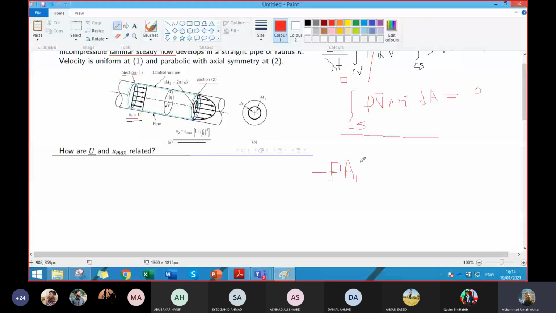But at section 2, we see that the velocity is maximum at the center, but it varies with the area. So we cannot write this simple integral. We need to write it as the integral at the control surface outlet of rho U2, which is given to us as a function. We can eliminate the n because we have already decided that it's an outlet, so we don't need to write the dot product, into dA2, should be equal to zero. Is this clear?